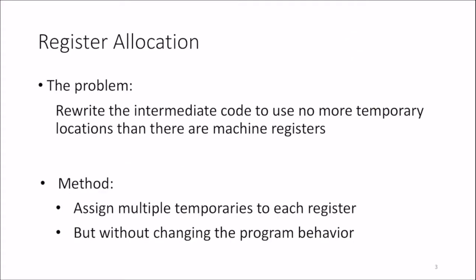So the problem of register allocation is to rewrite the intermediate code, or map these locations into machine registers. And we have a limited number of machine registers, definitely a lot less than the number of locations that we generate in intermediate code. So the method we want is to assign multiple temporaries to each register, and we have to make sure that we don't change the program behavior. For the purposes of making things efficient, we cannot introduce any potential errors into the code.